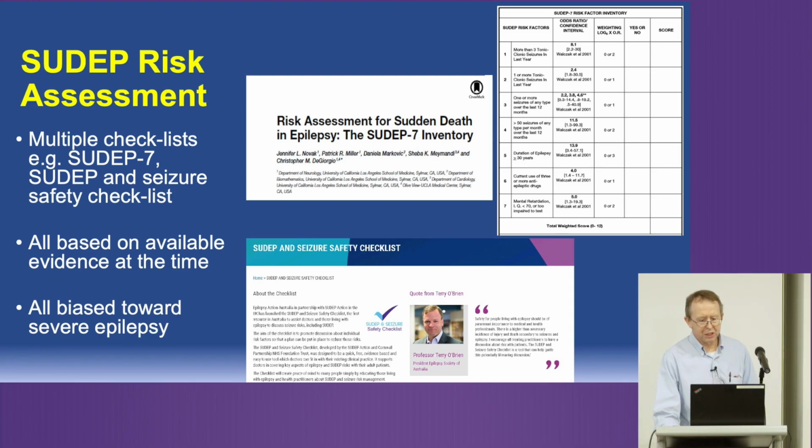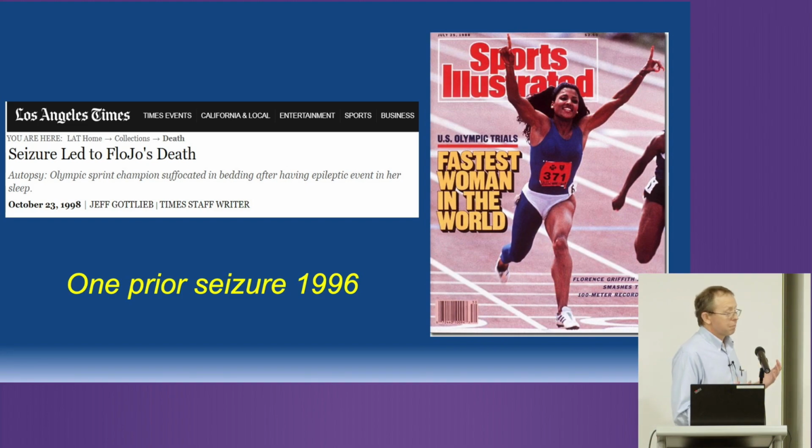But we were thinking about this, and we recognise there are some pretty famous people who've died of SUDEP. Flojo, remember the flowing hair and the nails? An amazing athlete. She died of SUDEP. In fact, the death certificate doesn't say that, but that's what she died of. She had a malformation of her brain and had one seizure prior, and then two years later, in 1998, she was found dead in bed. She had one seizure ever that we know of.